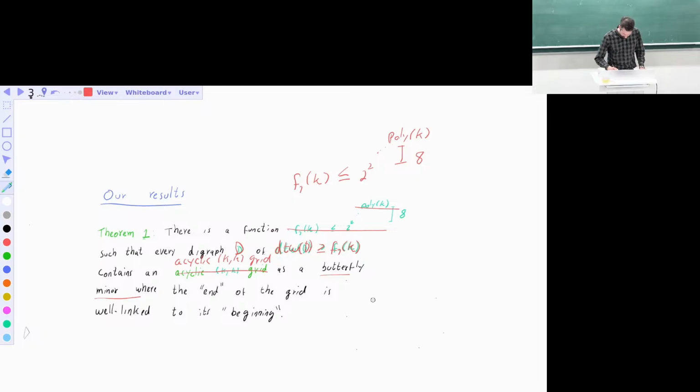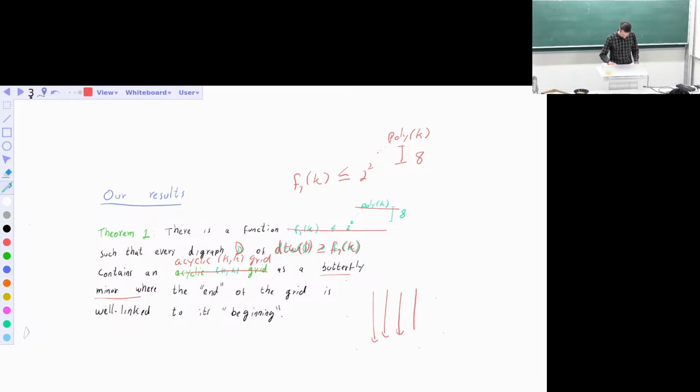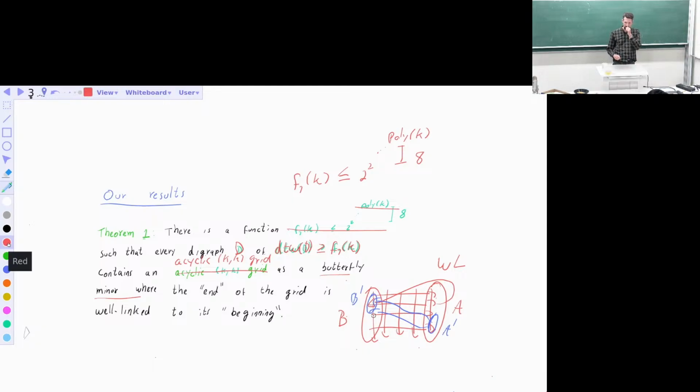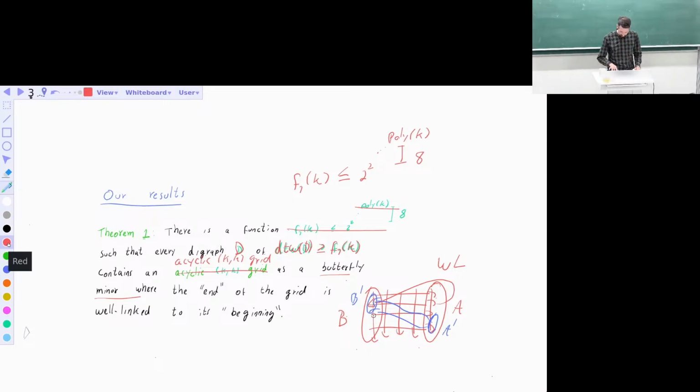And we also get the property that the end of the grid is going to be well linked to the beginning. So if I look at my grid, if I consider this set, let's call it A, and this set, let's call it B, then A is going to be well linked to B. And by well linked, I mean if I take any subset A prime here and subset B prime, if they have the same size, then I'm going to find disjoint paths connecting those two.